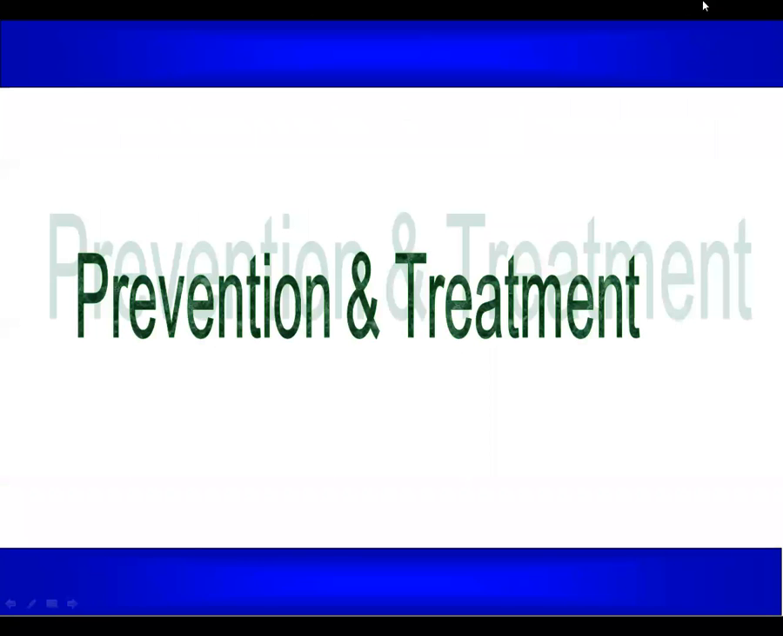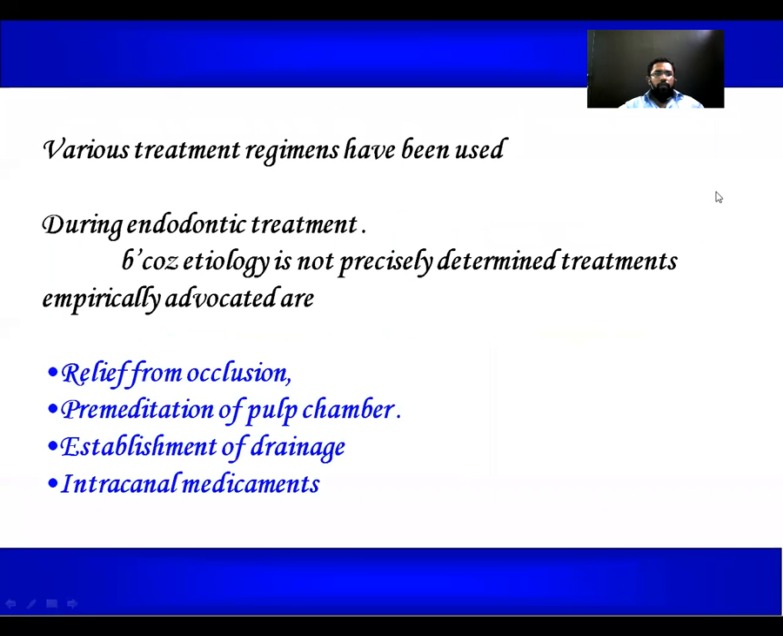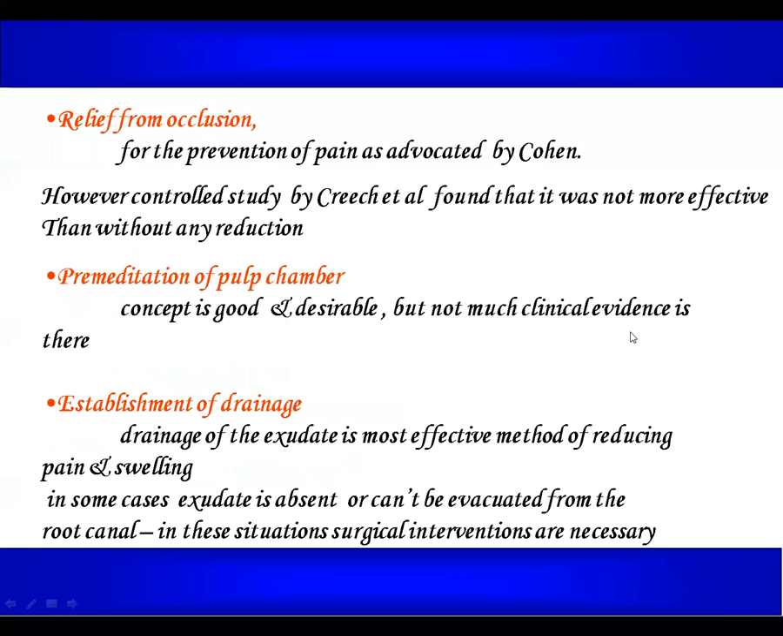This is the main part, that is prevention and treatment. Various treatment regimens have been used during endodontic treatment because etiology is not precisely determined. Treatment seems to be advocated by relief from occlusion so that pressure from the opposing tooth does not come on the tooth. Pre-medication of pulp chamber, that is intracanal medicament. Establishment of drainage. When the establishment of drainage takes place, the pressure releases and the pain relieves.